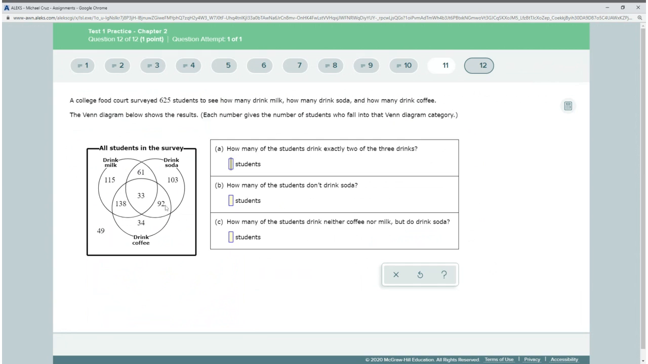So I'm just going to write it like this. See if they'll let me. No, they won't. I thought I could just type out everything. What do those 3 numbers add up to? 138, 61, and 92. Good.